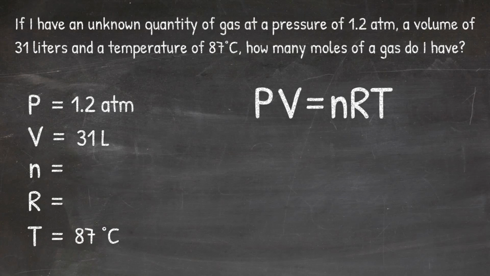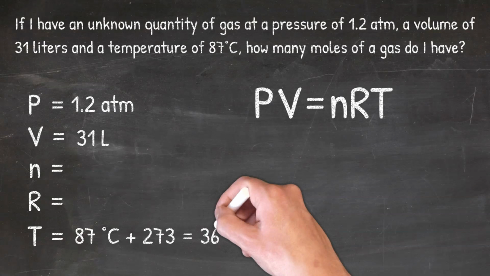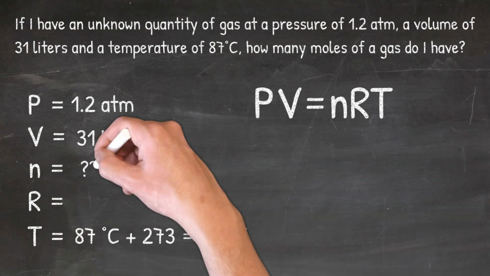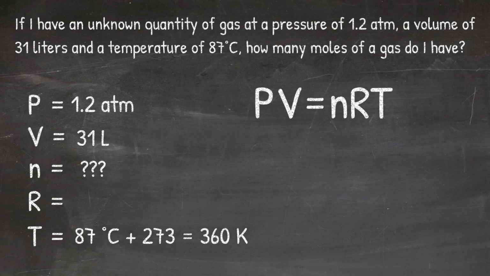It is important to remember, though, that the temperature cannot be left in degrees Celsius and has to be converted to Kelvin. In order to do that, we're just going to add 273 to 87 to get a Kelvin temperature of 360. The question then asks how many moles of gas do I have? So this tells me I'm solving for N. Again, I'll use my ideal gas law constant 0.0821 because my pressure is in atm.